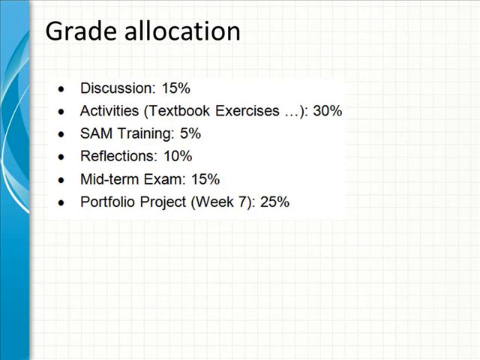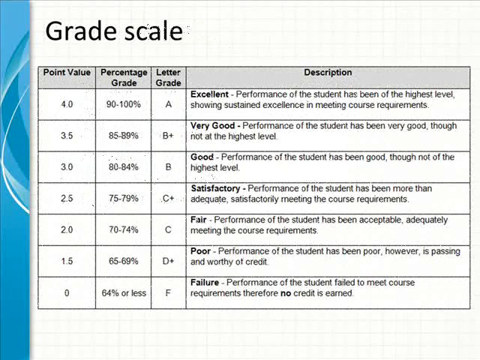We have a lot of fantastic activities and discussions this semester, and here are the grade allocations, with 15% of your final grade counting towards discussion, 30% towards all those grade exercises, 5% for SAM training, 10% for reflections. Now we only have a midterm exam, but that's worth 15% of your grade, and the portfolio project that we'll be working on all semester that's due in week 7 is worth 25% of your final grade. And in this class, we'll use the common grade scale throughout all of Bryant Stratton College that you're probably very familiar with and seen here on the screen.